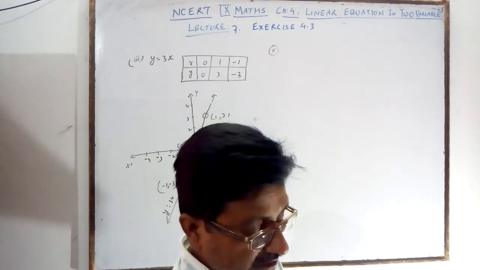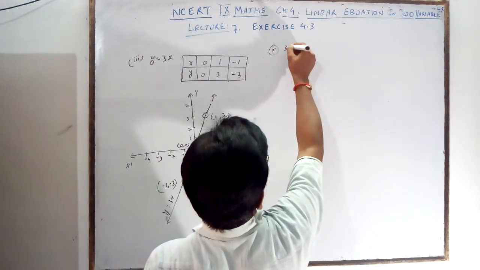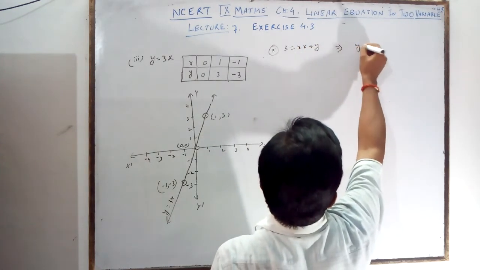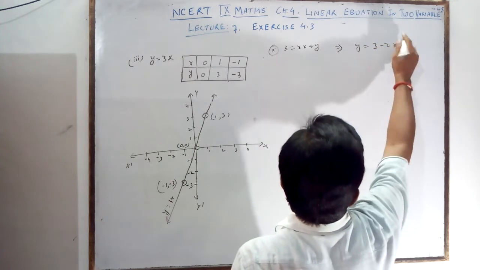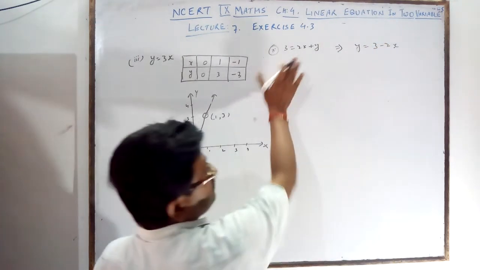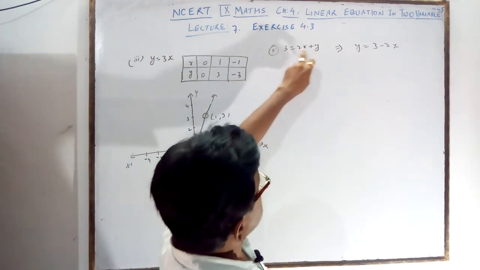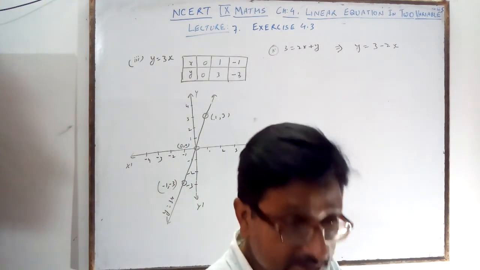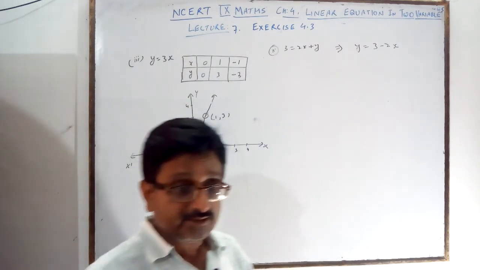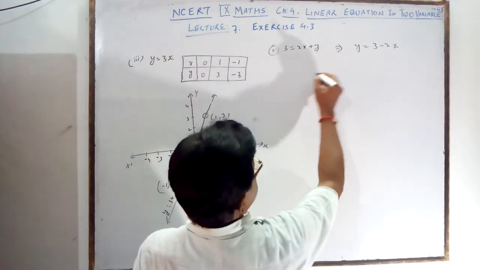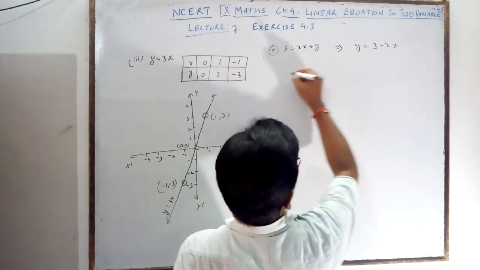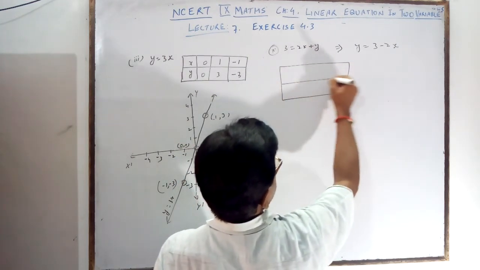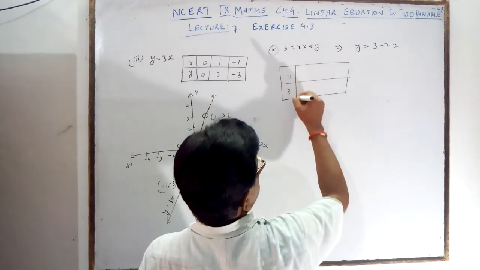3 is equal to 2x plus y. What is given? 3 is equal to 2x plus y. This you can write y is equal to 3 minus 2x. You can write like this or as it is. I am writing y in terms of x, transposing 2x to this side. So easily you will get it. Next, you will make the table for this. Very simple. What is the table? X, y.